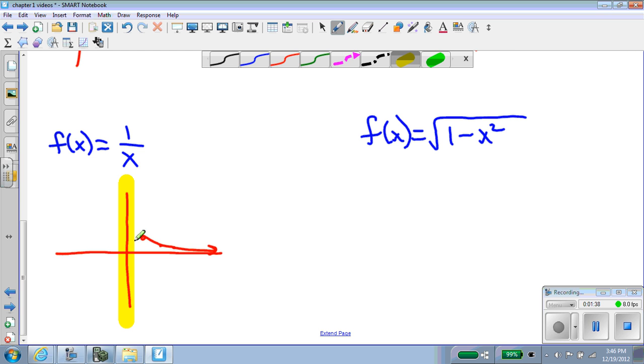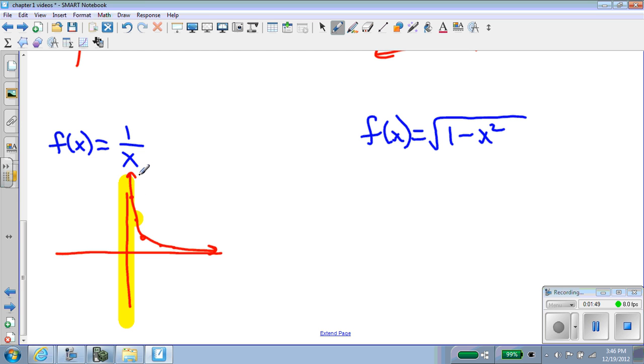So 1 over 1/2 is 2. 1 over 1/4 is 4. So we are zooming up. 1 over -1, -1. 1 over -2, -1/2, -1/3. So like this, and like this. So this is the shape of what's called the reciprocal graph, right? 1 over x.